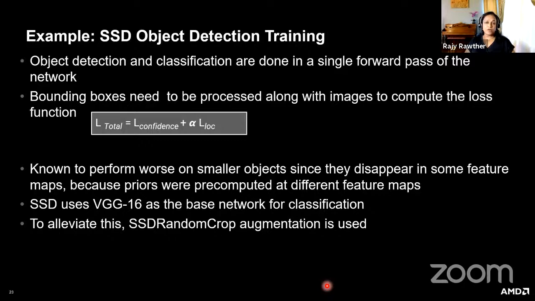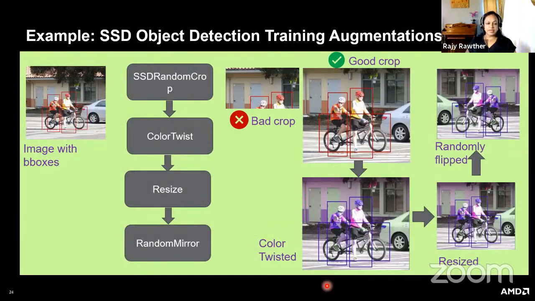But there were a lot of challenges in SSD in detecting smaller objects. What happened is, since the prior boxes were pre-computed for different feature maps in advance, during training it was not able to capture the smaller objects. They disappeared. They solved that problem by introducing a different kind of augmentation called SSD random crop. In the next slide, I will explain how that is done.